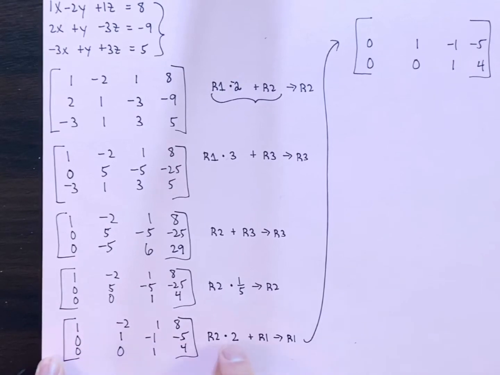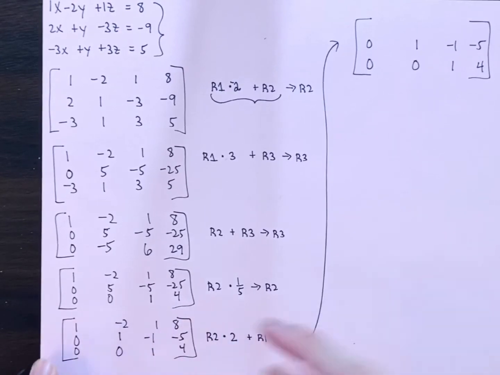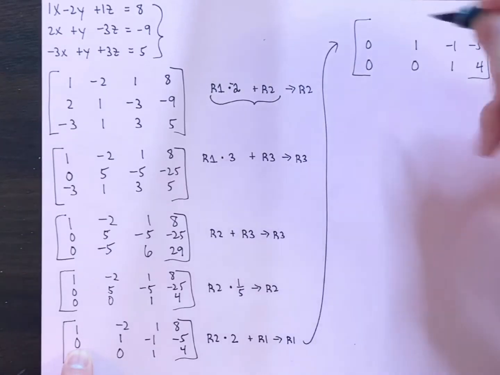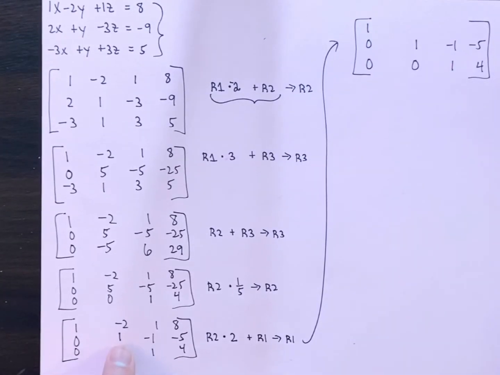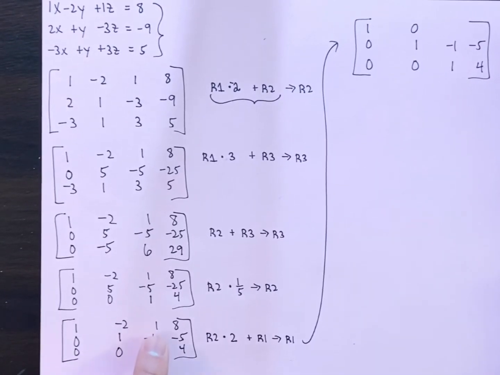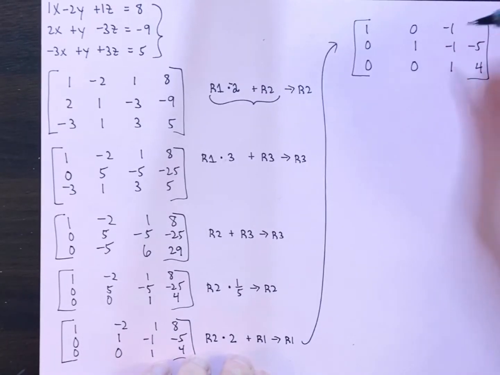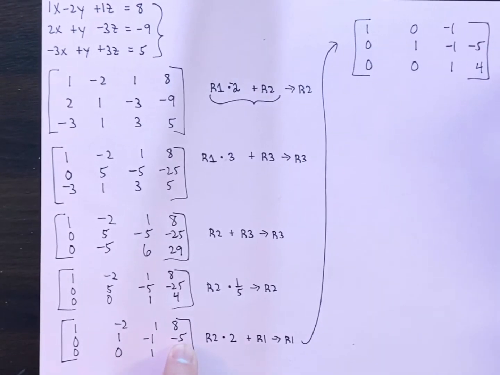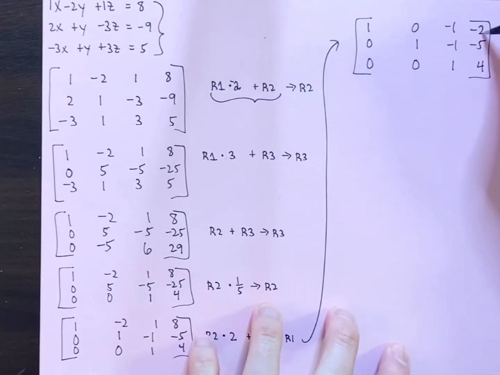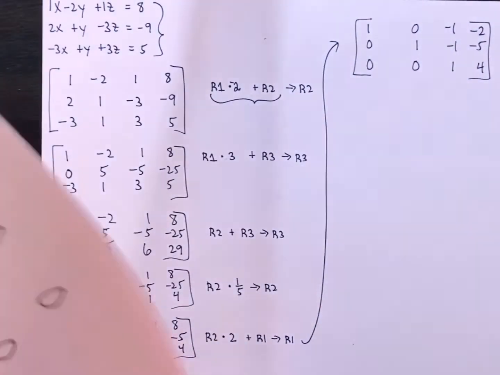Multiply the second row by 2 and add it to row 1 to get the new row 1. So if I multiply that by 2, it's 0. 0 plus 1, 1. Multiply by 2, 2. Minus 2, 0. Multiply by 2, -2. Plus 1, -1. Multiply by 2, -10. Plus 8, -2. What's next?